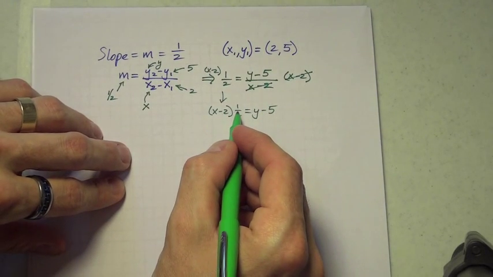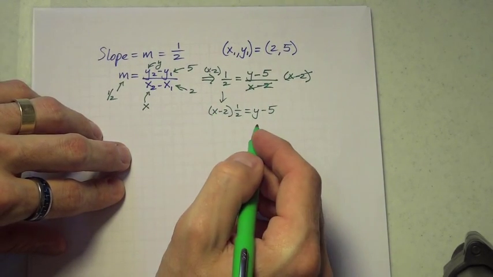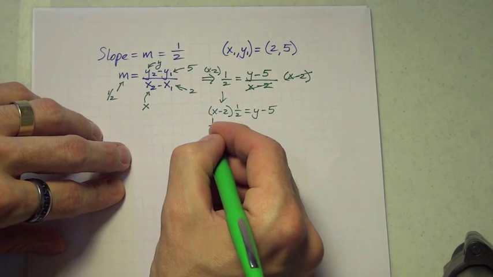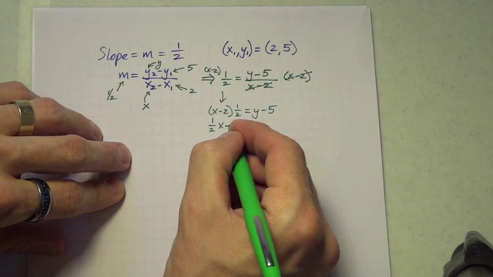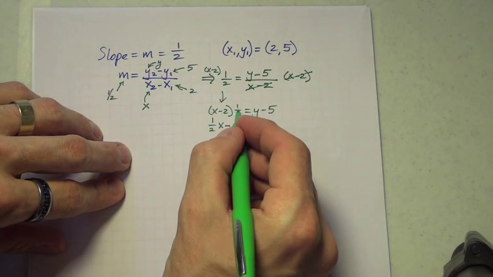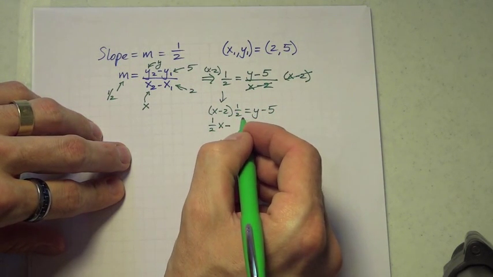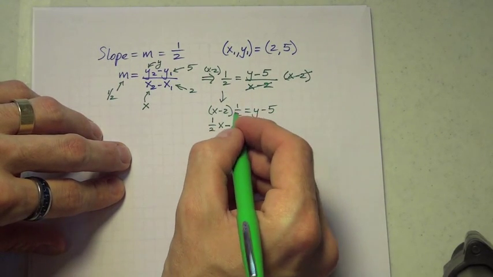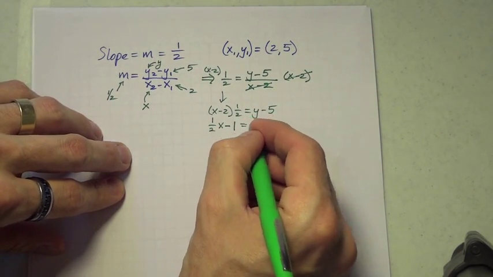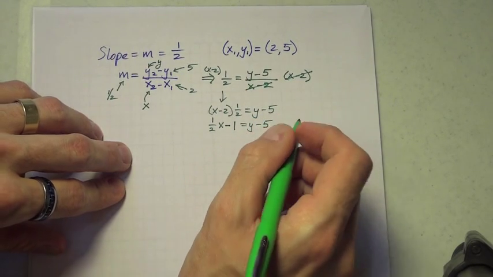So we distribute that 1/2 to both of these terms. We have 1/2 x, 1/2 times x, minus 2 times 1/2. Well, the 2's cancel. You still have the negative. When those two cancel, you end up with 1. And then we still have y minus 5 on this side.